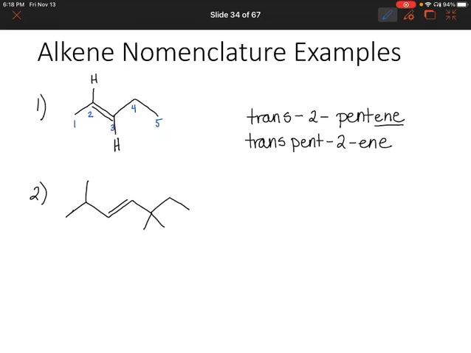Okay, so let's count out the total number of carbons in our longest chain. So I'm seeing 1, 2, 3, 4, 5, 6, 7 in the longest chain. And let's see, how do we want to number this? So we want to give the double bond the lowest number possible. So I think we have to go left to right.